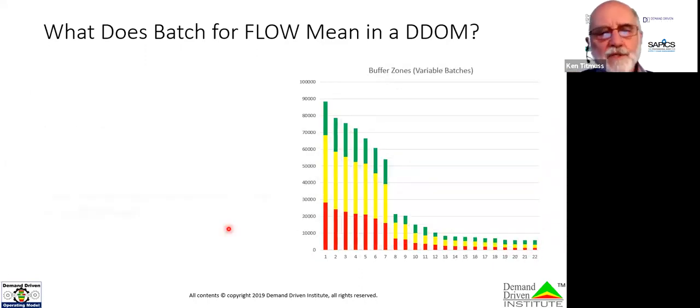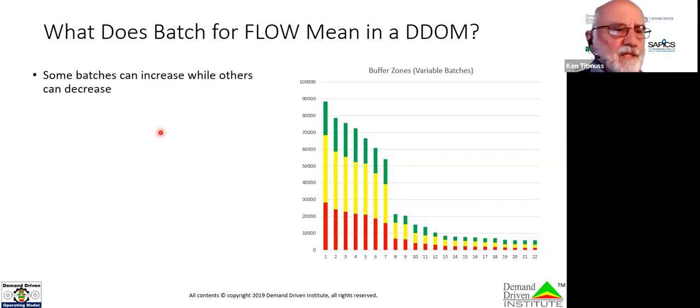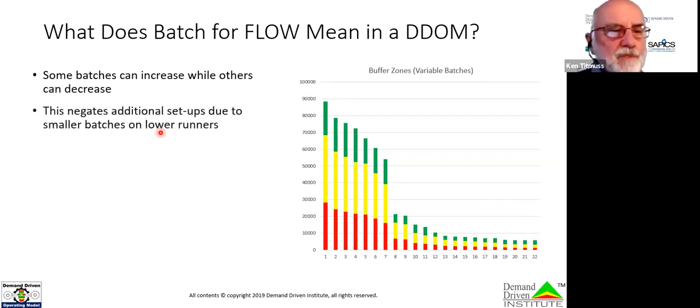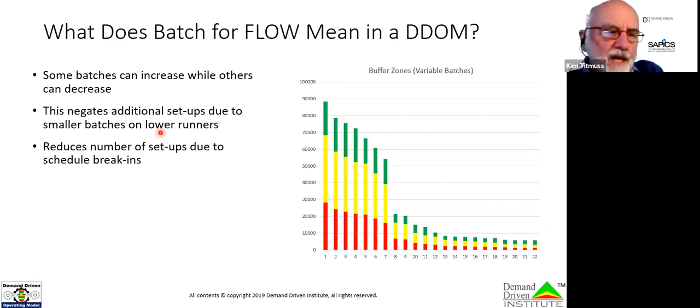So what we can do here is increase the minimum orders for these items that have greater demand, and reduce the order batches down at that end there. So some batches can increase while others can decrease. This negates additional setups due to smaller batches on the smaller runs, and reduces the number of setups due to schedule break-ins. So quite often we have these large schedules and large setups, and we have to break into them because we run out of stock of another item. We have to break into that schedule, and then it needs to be set up again.